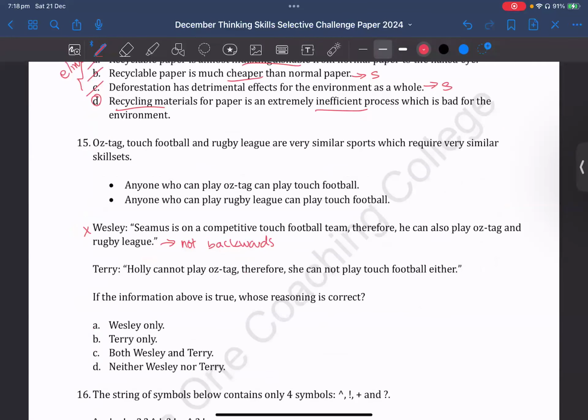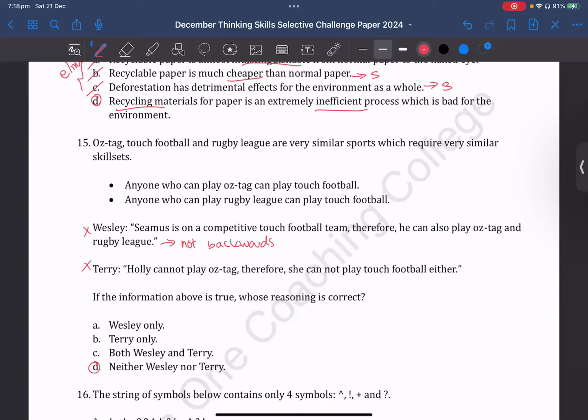Similarly, with Terry, Holly cannot play OzTag, therefore she can't play touch football. Remember, we don't know if they're linked that way. Just because you can do something means you can do something else. Doesn't mean, if you can't do that thing, you can't do the other one either, if that makes sense. Which is why both of these people are wrong and why D is the answer.